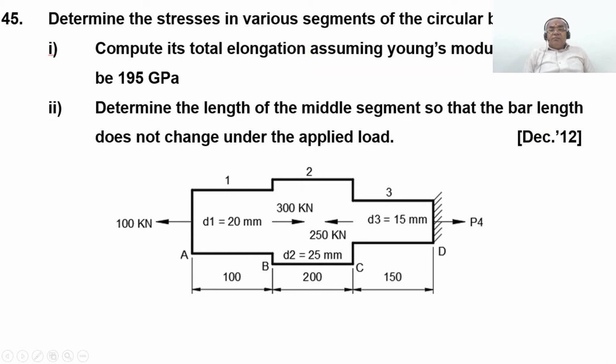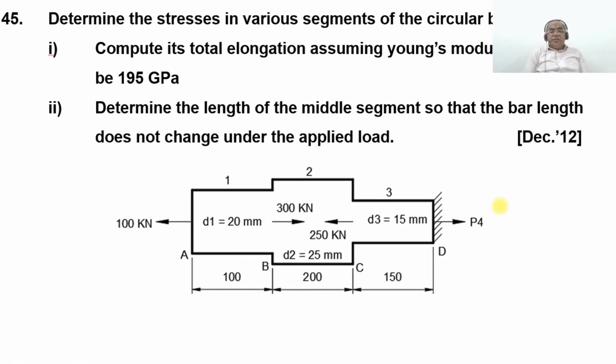As we have the circular bar shown in this figure, D1 is 20 mm between A and B, D2 is 25 mm between B and C, and D3 is 15 mm between C and D. The length of AB is 100, BC is 200, and CD is 150. One end of the bar is fixed here, and a load of 100 kilonewton is applied at the other end. At the junction of 1 and 2 you have 300, at the junction of 2 and 3 you have 250 kilonewton, and finally you have P4, which is acting toward the right side.